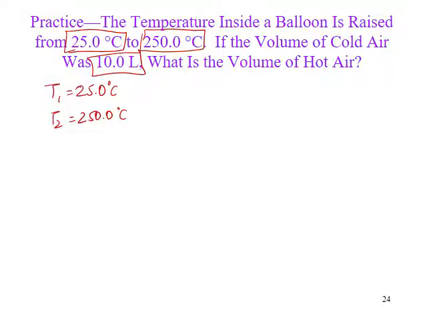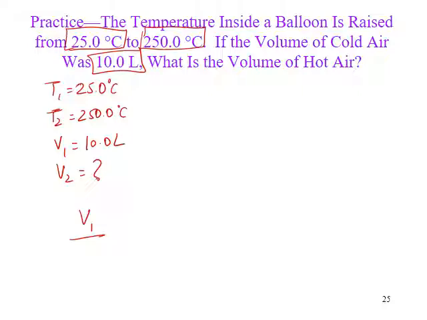So cold air would be this, which means it's talking about, if this is 1, volume would also have to be 1. V1 is, I would rewrite it here. V1 is 10.0 liters. The question is asking what is V2. So again, this is based on a relationship between volume and temperature. There is no pressure, there is no amount of gas, which means we can use Charles' law. V1 over T1 is equal to V2 over T2.